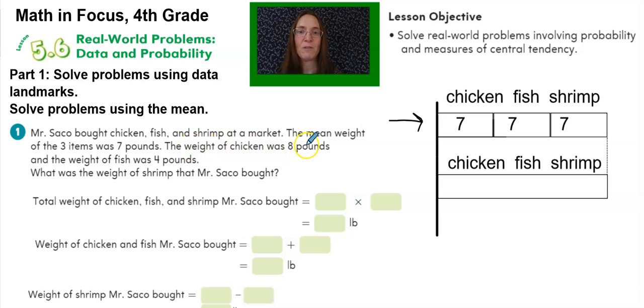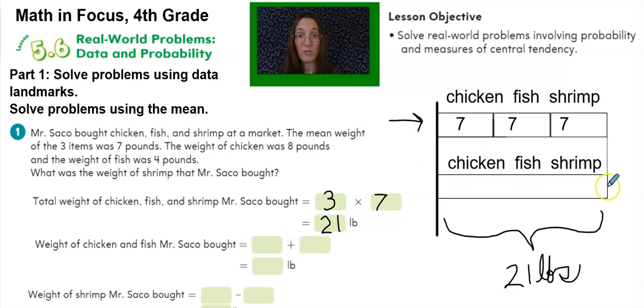The weight of the chicken was 8 pounds, and the weight of the fish was 4 pounds. What was the weight of the shrimp that Mr. Seiko bought? Well, using the mean to find the total means that I would take each of these mean amounts of weight for each kind of protein. In this case, we have 3 different kinds of protein, and the mean is 7. And if I multiply them, I will get to the total weight. 3 times 7 is 21. And so now I know that each of these bars is equal to 21 pounds.